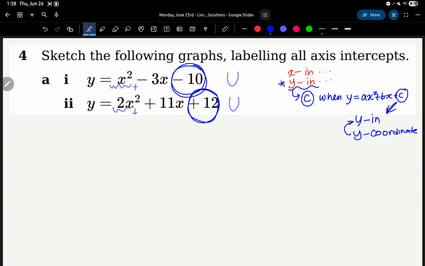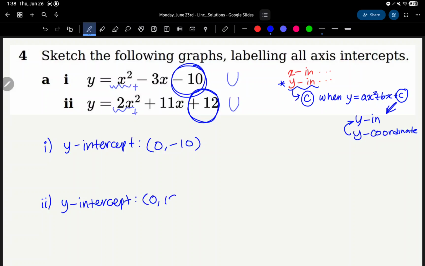So basically, I know that for the first one, the y-intercept is actually just (0, -10). And same with the second one, the y-intercept is going to be (0, 12). So that is super easy. The only way to get the x-intercepts for these is to factorize.